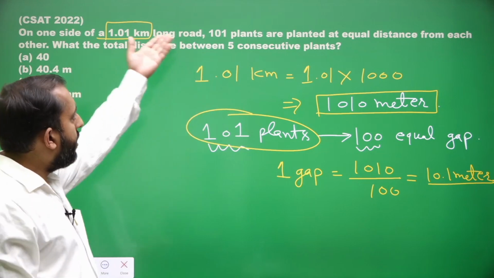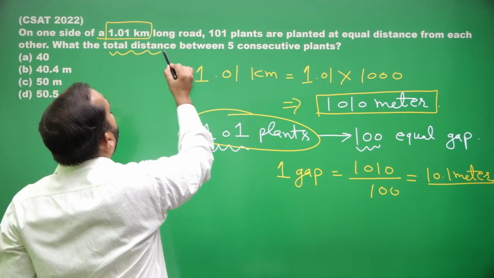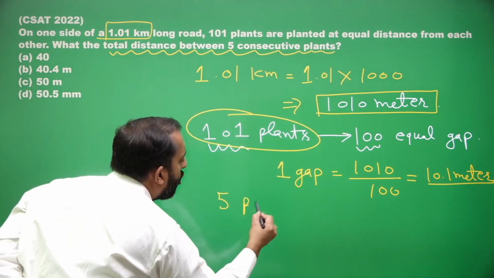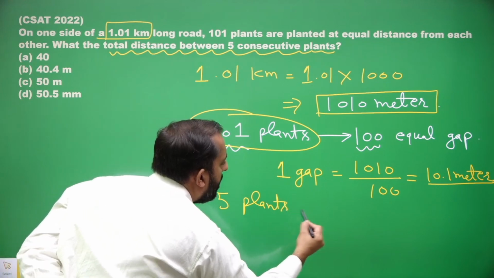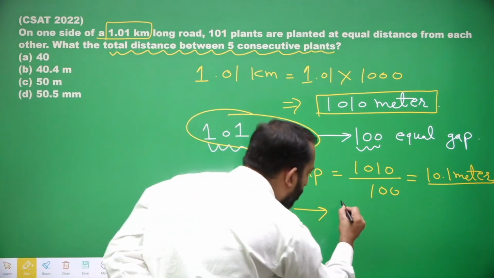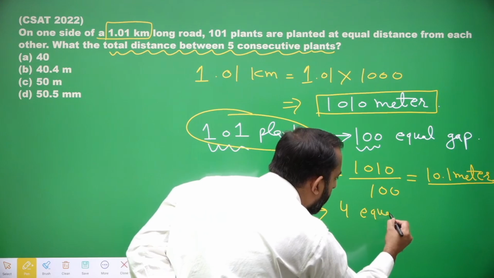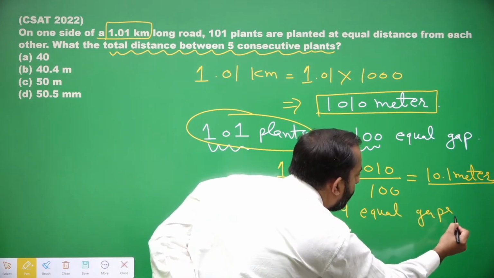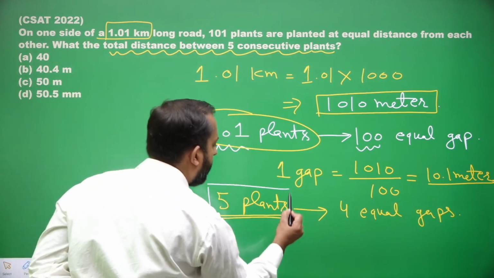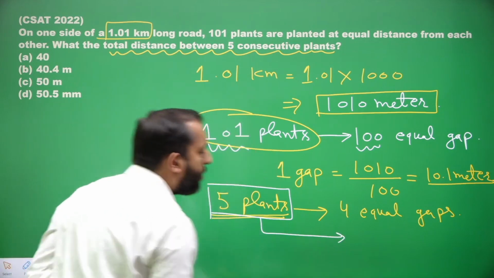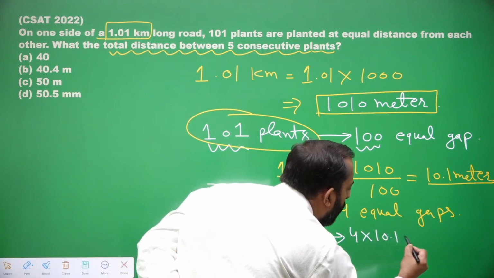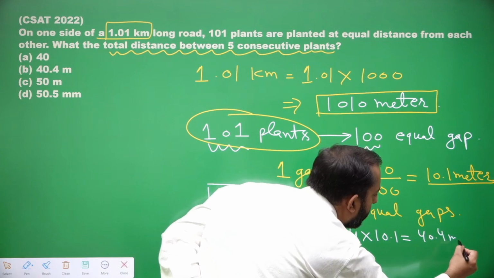Now, I want to find out the total distance between 5 consecutive plants. So if there are 5 consecutive plants, the number of gaps between them should be 4 equal gaps. So the total distance for these 5 plants should be 4 into 10.1, which is 40.4 meter.